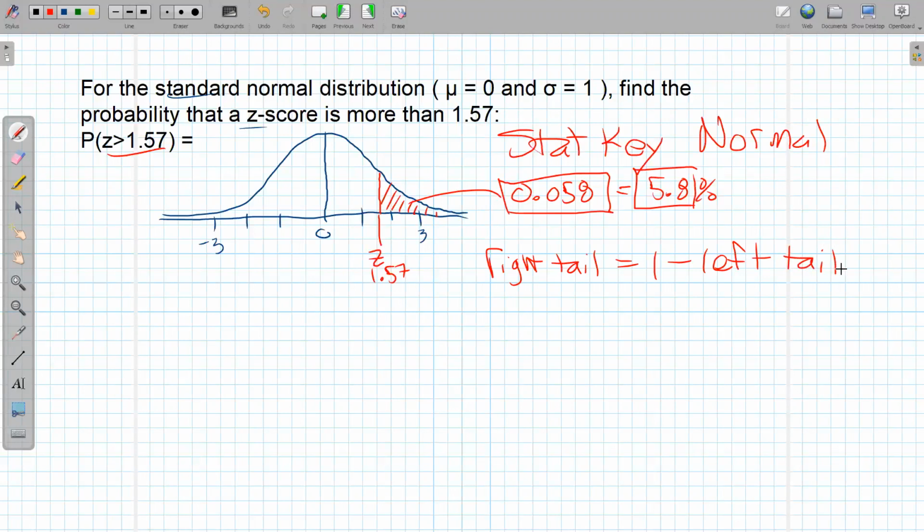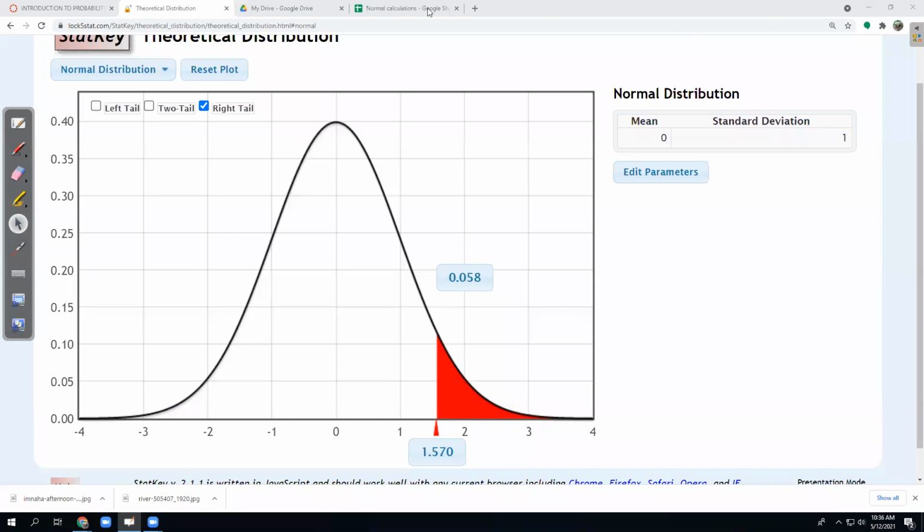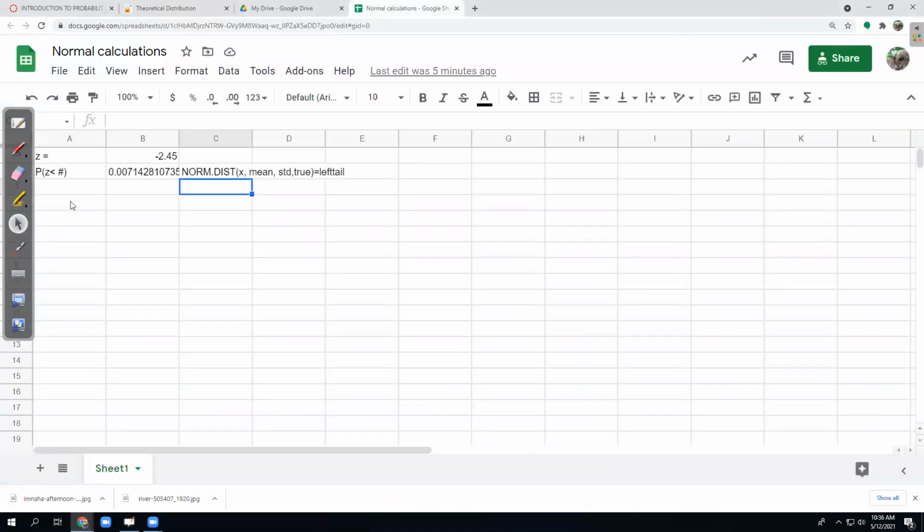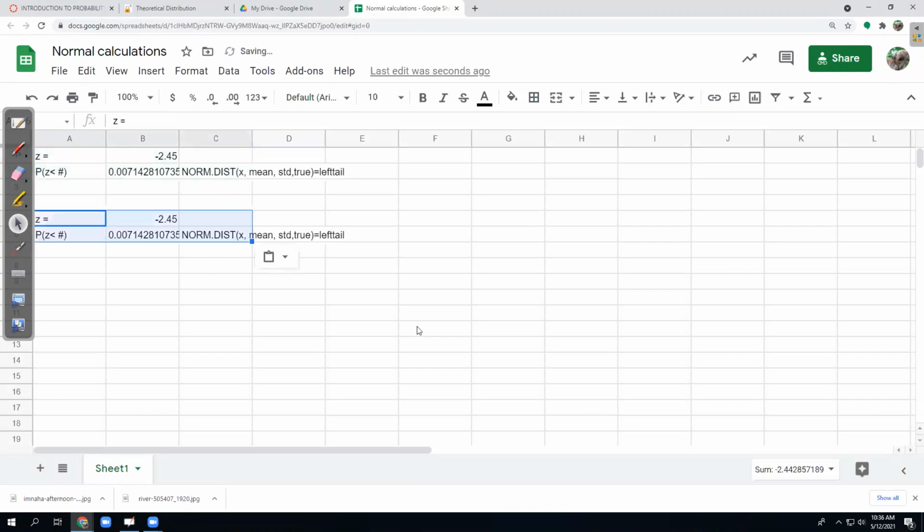So that's one reason a spreadsheet's a pain in the butt compared to Stack Key. Stack Key is quick and easy, but it doesn't give me a lot of decimals. Sometimes I need more for remote probabilities. So let's go try that in the spreadsheet. So let's come down here. I'm just going to copy all of that, lower.